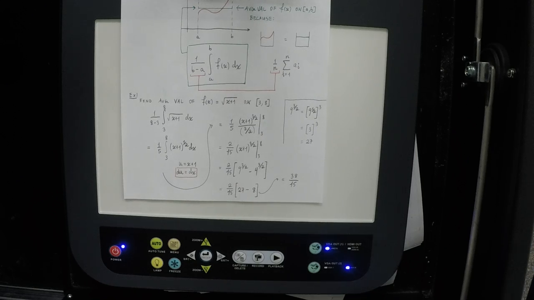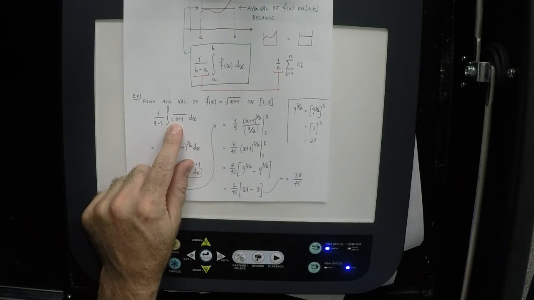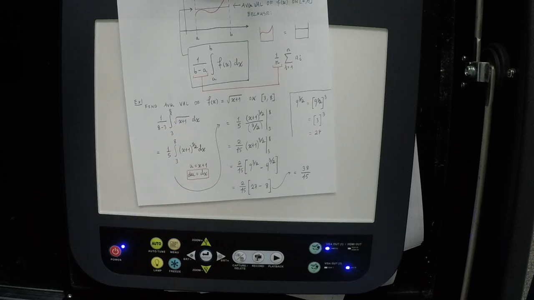So what it's saying is that you could draw the square root function. That's like a parabola turned on its side. On the interval 3 to 8, this particular square root function, the average value is 38 over 15, which is a little more than 2. It's like 2.5.